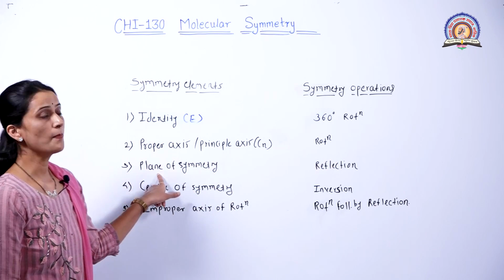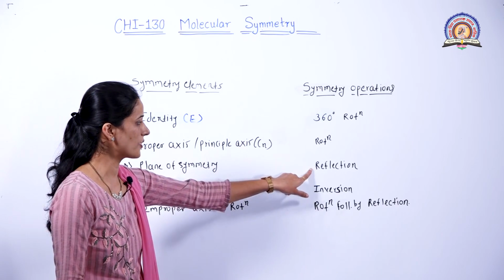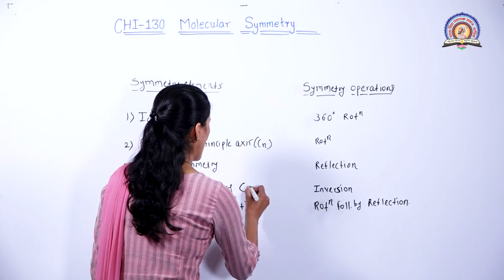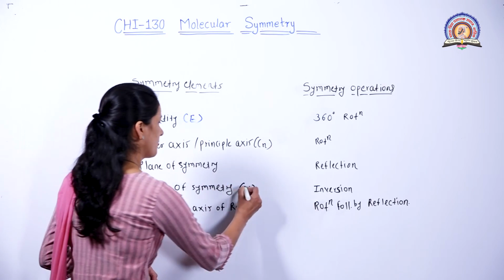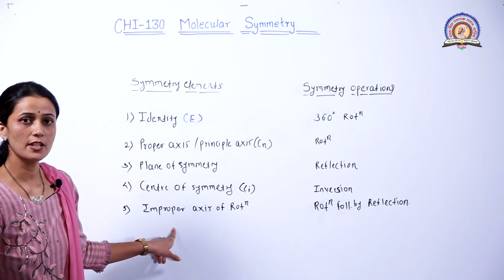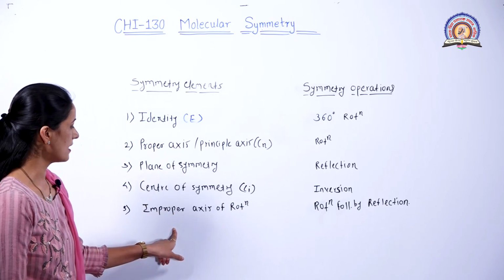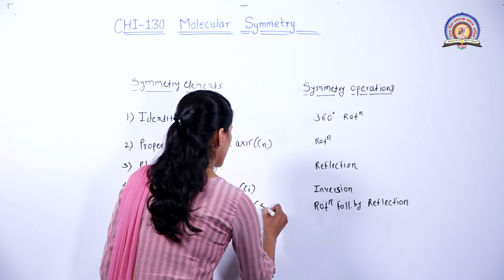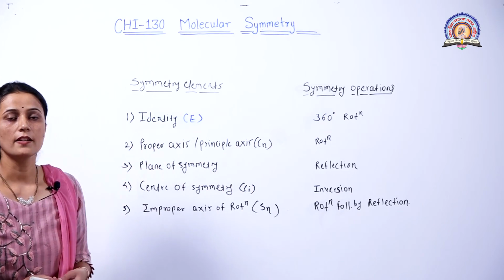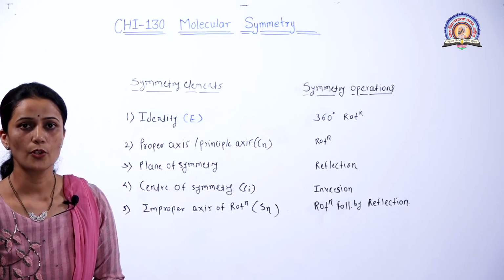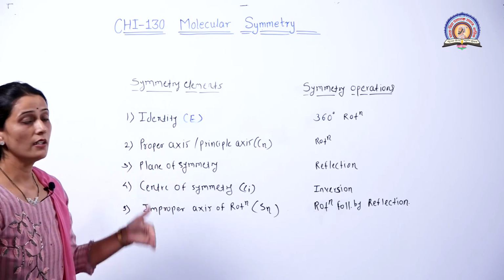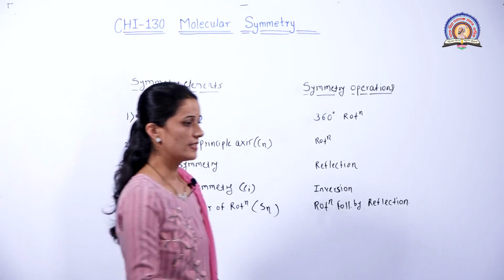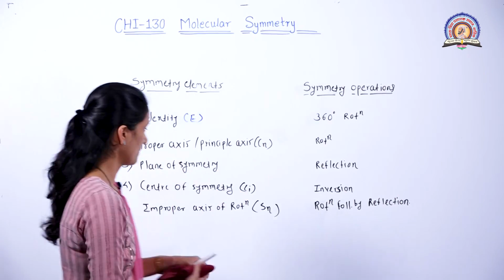The third one is plane of symmetry, its operation is reflection. The fourth one is center of symmetry, which is denoted by Ci, and its operation is inversion. And the last one is improper axis of rotation, which is denoted by Sn, meaning rotation followed by reflection, or we can say reflection followed by rotation. So these are the 5 different symmetry elements and their operations. So let's see the first one, that is identity.